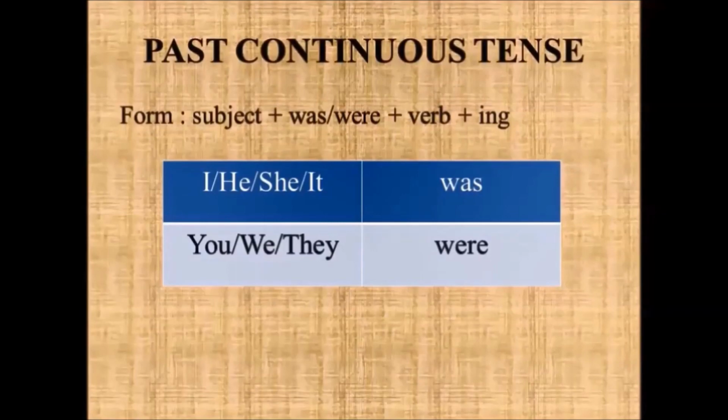The next tense we are going to see now is past continuous tense. The structure of past continuous tense is subject plus was or were plus verb plus ing. When your subject is I or he or she or it, you have to use was plus verb plus ing. If your subject is going to be you or we or they, you have to use were plus verb plus ing.